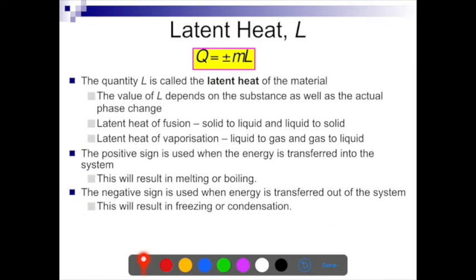We've discussed earlier the meaning of the positive and negative signs in this equation. The positive sign is used when energy is transferred into the system, and that's when you have melting or boiling. And the negative sign is used when the energy is transferred out of the system, and that's when the phase change is freezing or condensation.